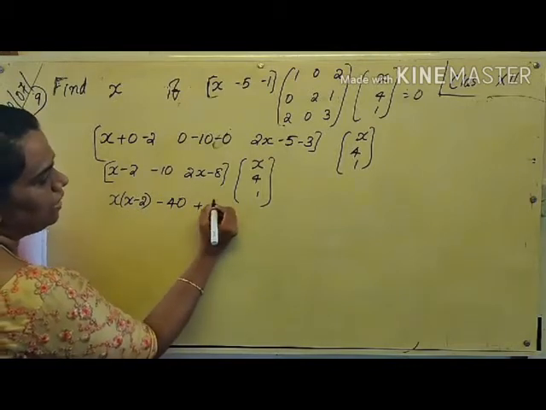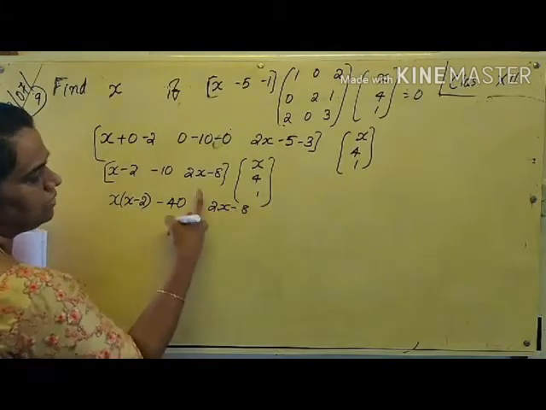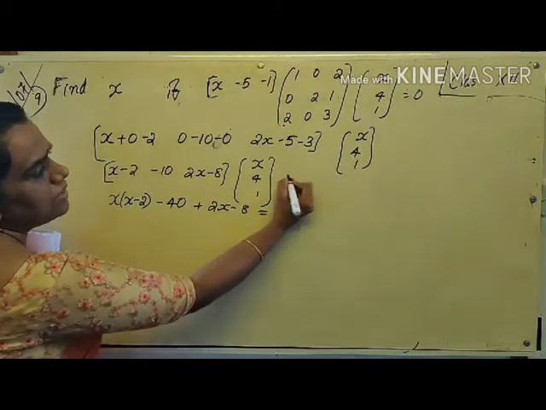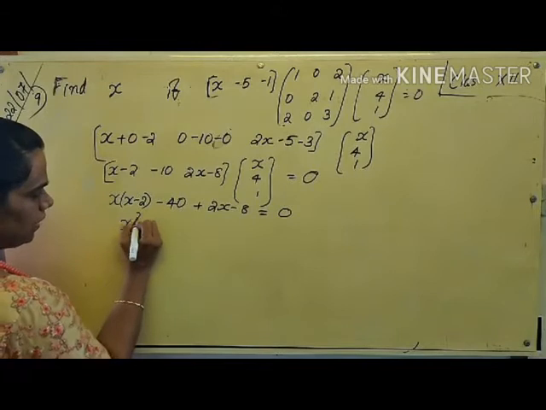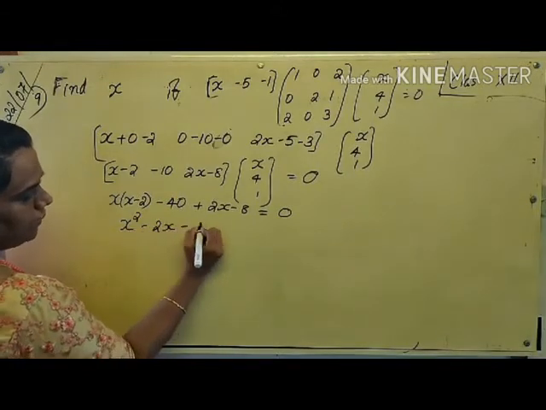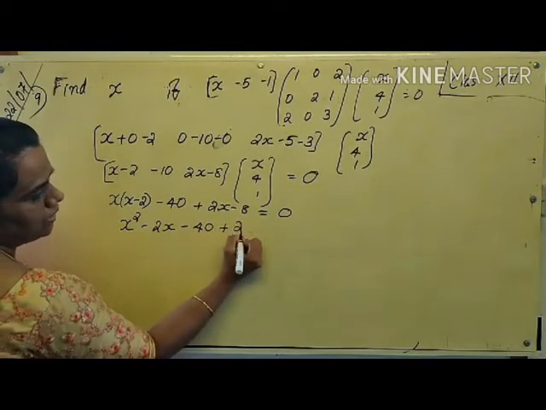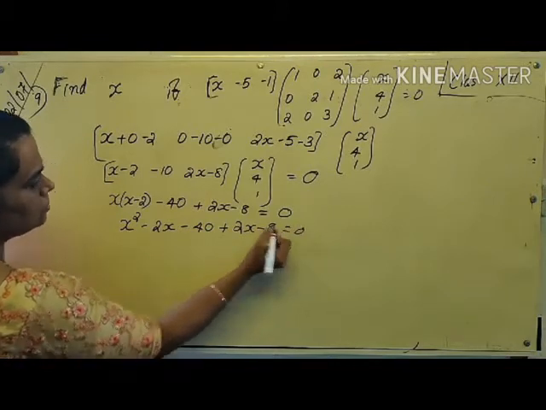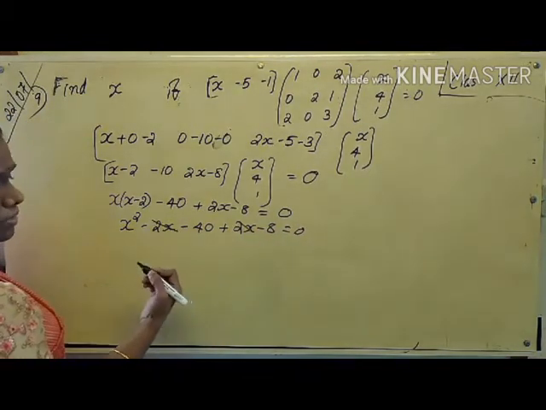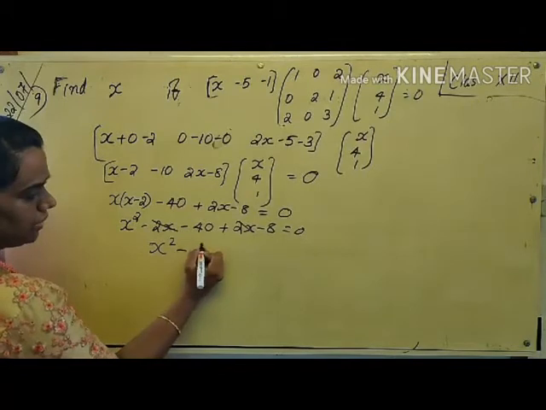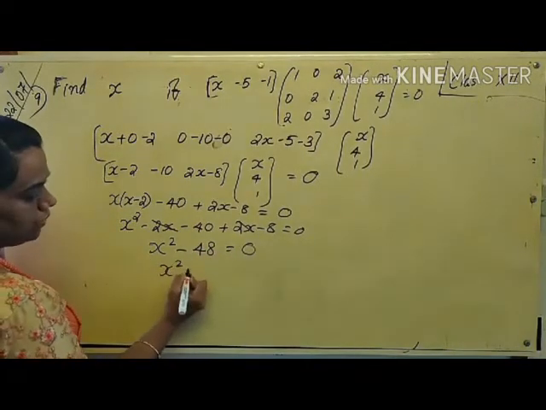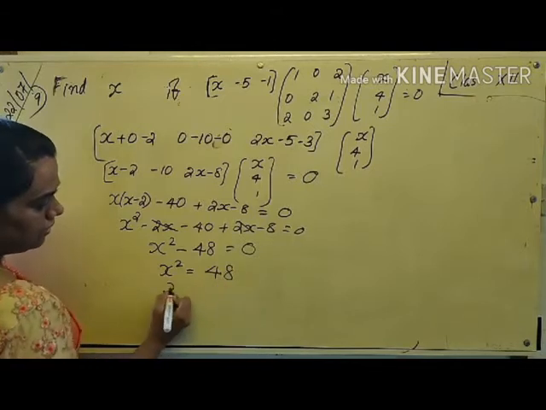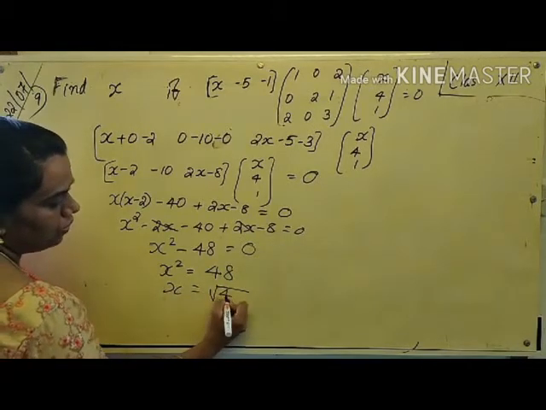Plus 1 into 2x minus 8. It is equal to 0, it's given. x square minus 2x minus 40 plus 2x minus 8 is equal to 0. Minus 2x plus 2x get cancelled. x square minus 48 is equal to 0. x square is equal to 48. Therefore, x is equal to root of 48, plus or minus root of 48.